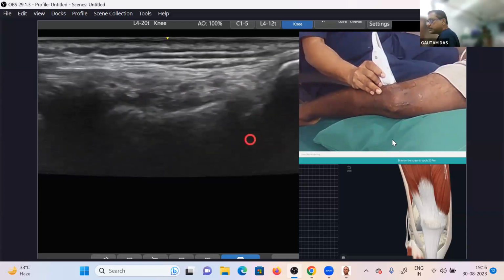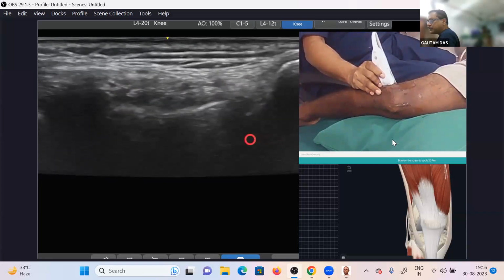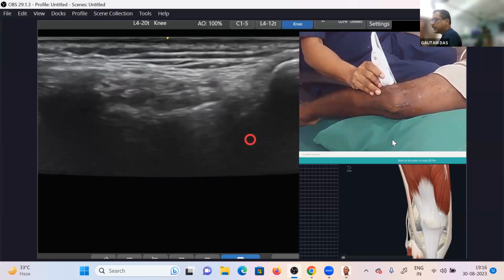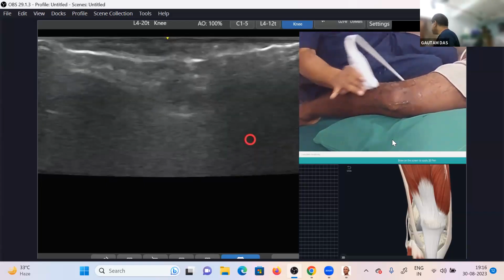So these are from the lateral side, for lateral knee pain. These four nerves can be targeted. The four nerves' names: the lateral nerve to the cluster, the lateral is difficult to identify.